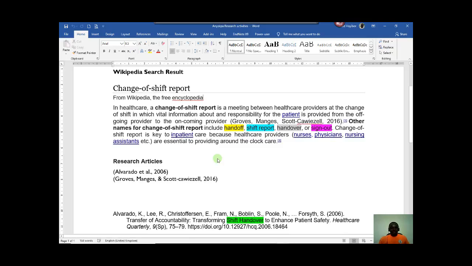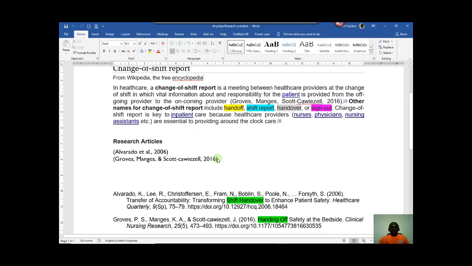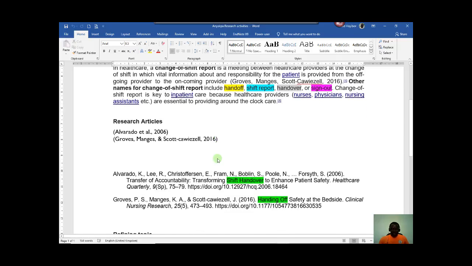Now, we went down to look at other references, including the one provided within Wikipedia. And you remember we mentioned a few minutes ago about pearl growing or snowballing. So yes, we came to Wikipedia to read briefly about this, but now we have found another reference within Wikipedia on the same subject, which caused us to trace and go and find this particular article. So now we have found two research articles.